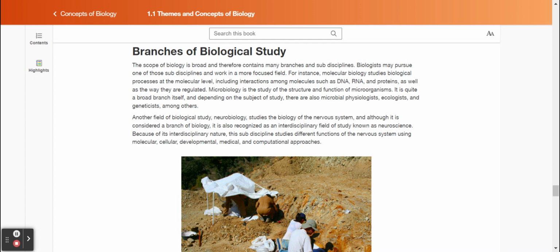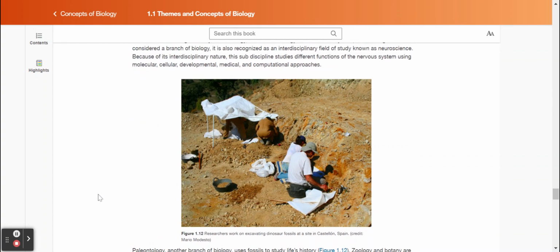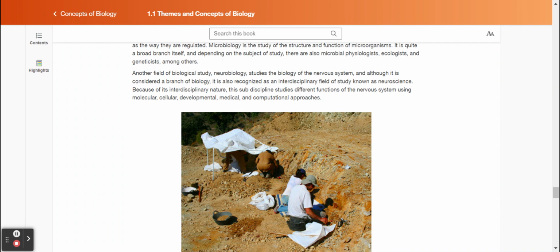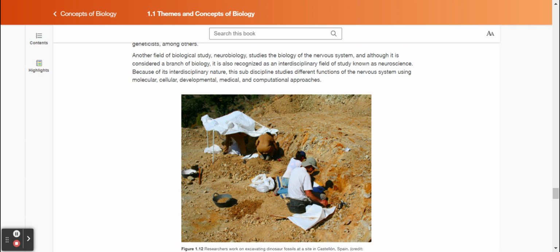Microbiology is the study of the structure and function of microorganisms. It is quite a broad branch itself, and depending on the subject of study, there are also microbial physiologists, ecologists, and geneticists, among others. Another field of biological study, neurobiology, studies the biology of the nervous system. And although it is considered a branch of biology, it is also recognized as an interdisciplinary field of study known as neuroscience. Because of its interdisciplinary nature, this subdiscipline studies different functions of the nervous system using molecular, cellular, developmental, medical, and computational approaches.